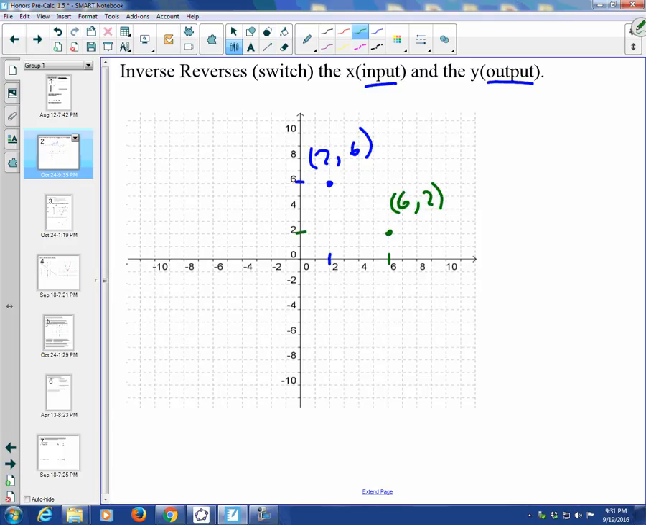And in general, what we can say is that these 2 points are actually inverses of each other. They switch each other's x and y values. So they share an inverse relationship. And in general, what we're going to see is this inverse relationship actually extend to a function and its inverse.